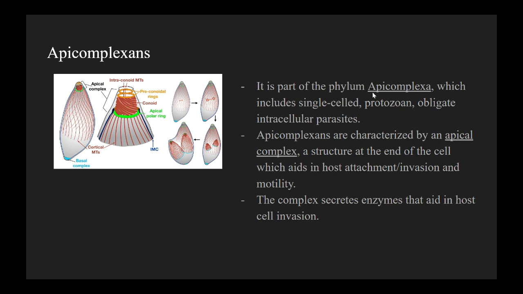So the phylum is called Apicomplexa, and this includes single-celled protozoan and obligate intracellular parasites, which means that these parasites can only survive when they're infecting a host. They can't survive outside of the host. And these apicomplexans are characterized by what's called an apical complex, which is the structure at the tip of these parasite cells. It secretes enzymes that allow these guys to attach to host cells, and it helps them invade and wriggle their way inside of host cells.